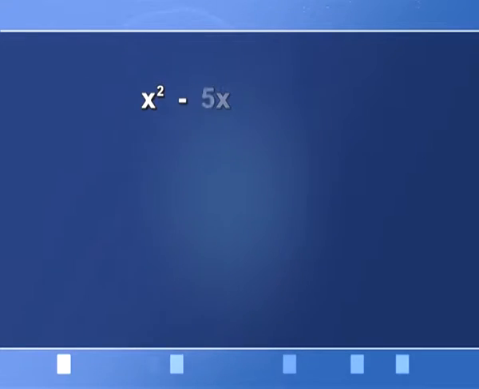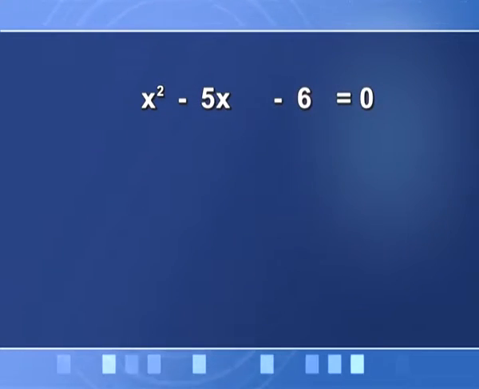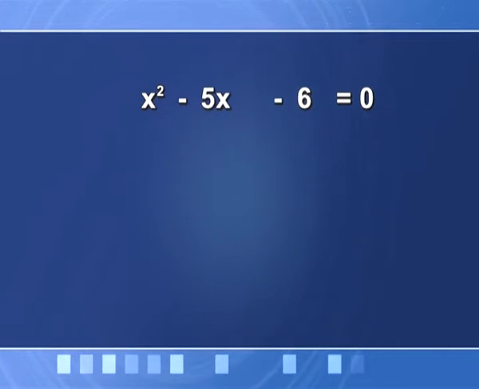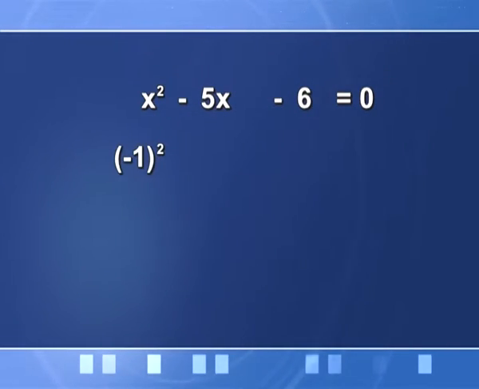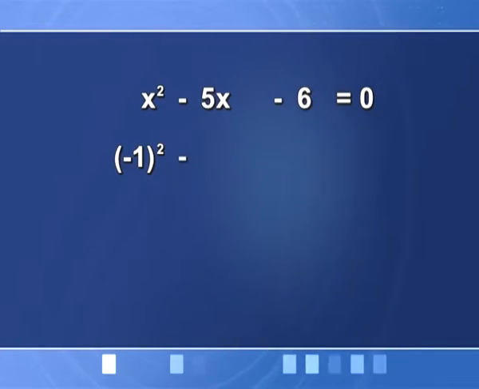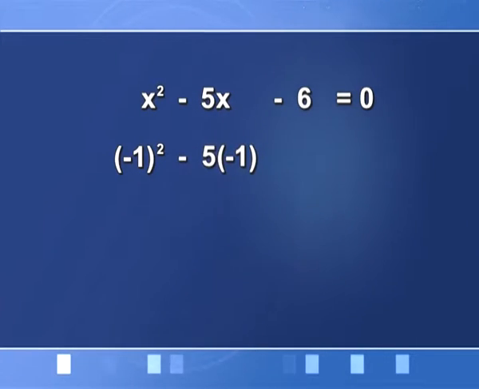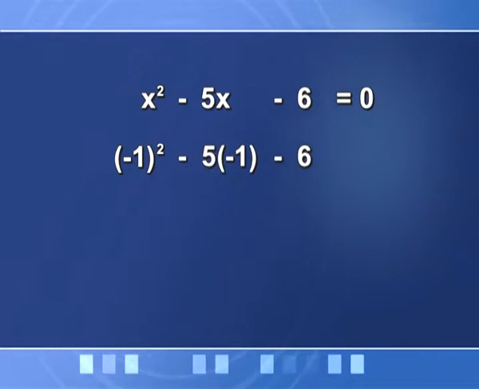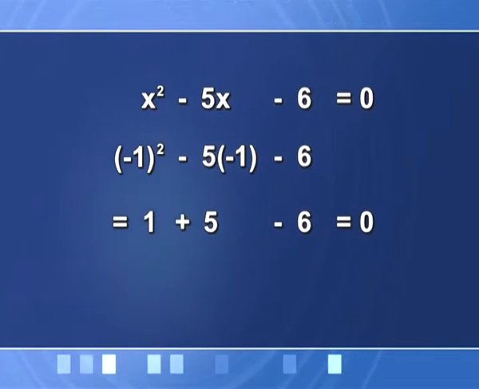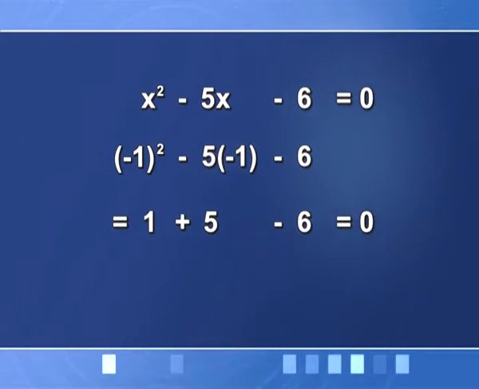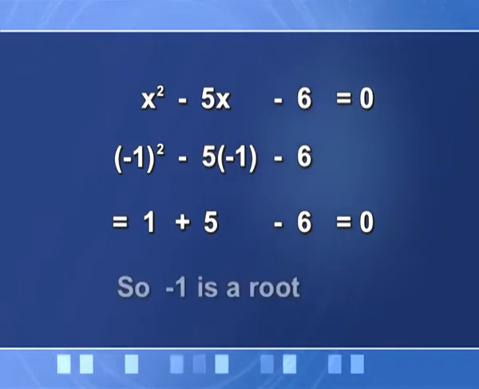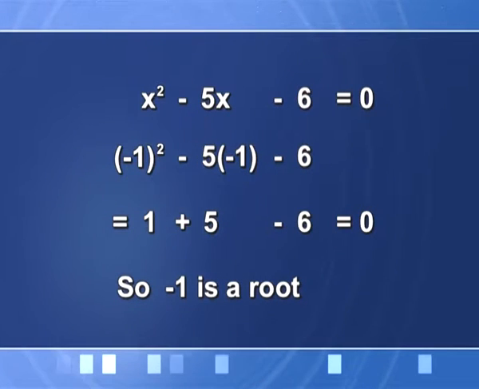Let us take an example. I consider x square minus 5x minus 6 is equal to 0. I give value negative 1 to x. What happens? I get negative 1 square minus 5 into negative 1, minus 6 on the left hand side, which on simplification gives me 0. So, what did I tell you? Whenever the left hand side becomes 0 for some value of x, that will be the root of the equation. So, negative 1 is a root of this quadratic equation.